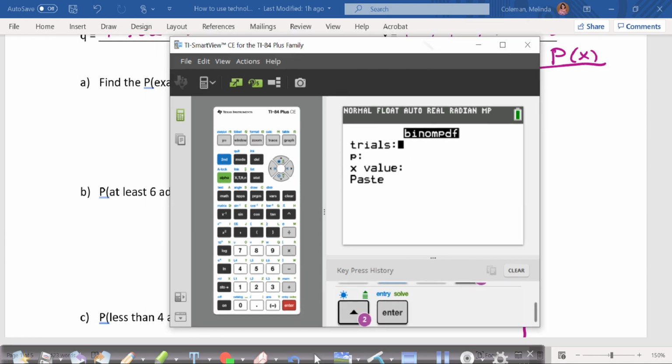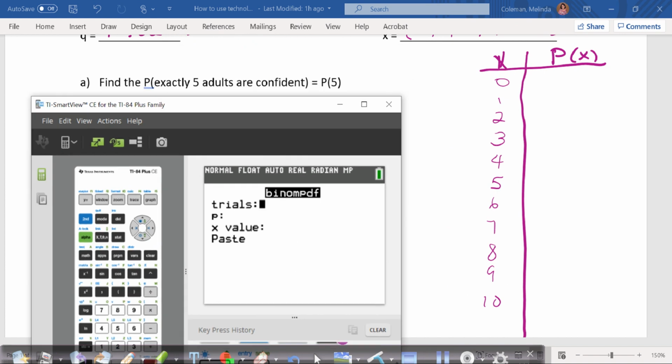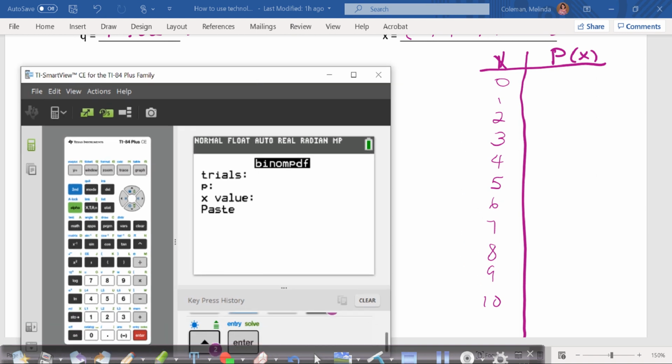Then it's going to ask me for this information. And again, this is the information that we get directly from our N, P, Q, and X values. So we're going to start with the fact that we have 10 trials, or 10 adults. My P value is 0.62. My X value now is going to cycle between 0 and 10. So I'll start with 0, hit enter. Then it's blinking, asking do you want to paste it? Yes, I do. So hit enter.